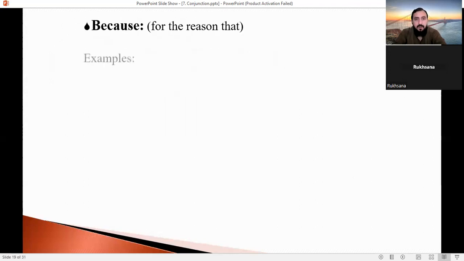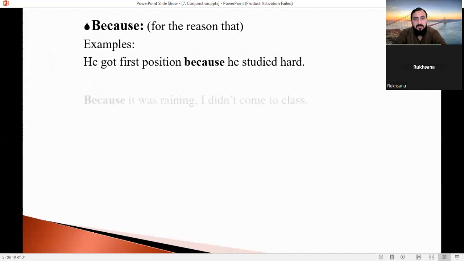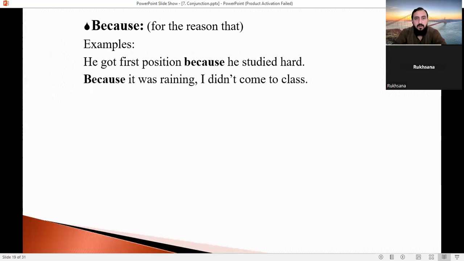Yes, sir. Because, for the reason that. Examples: he got first position because he studied hard. Because it was raining, I didn't come to class. So because shows a reason.